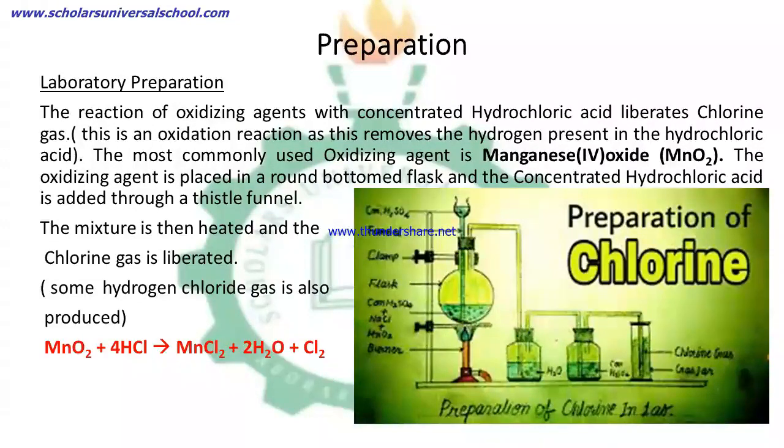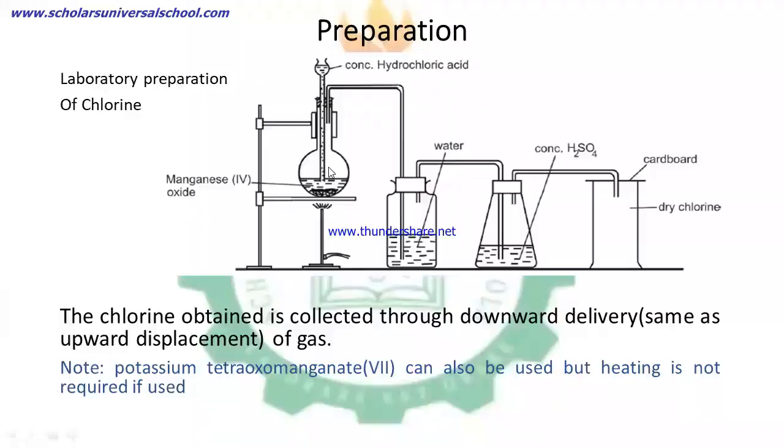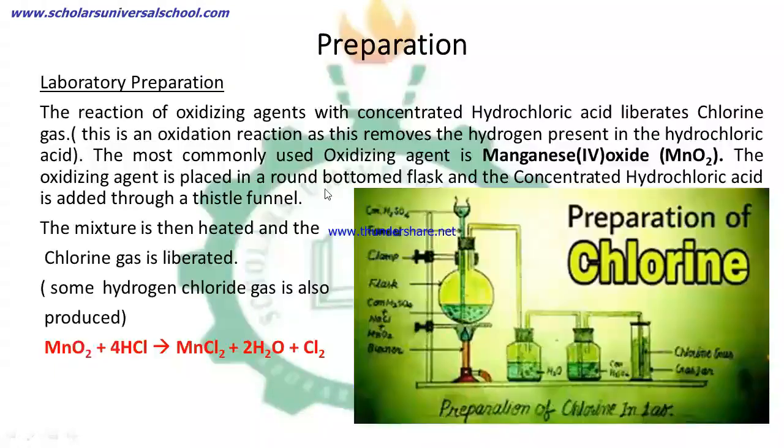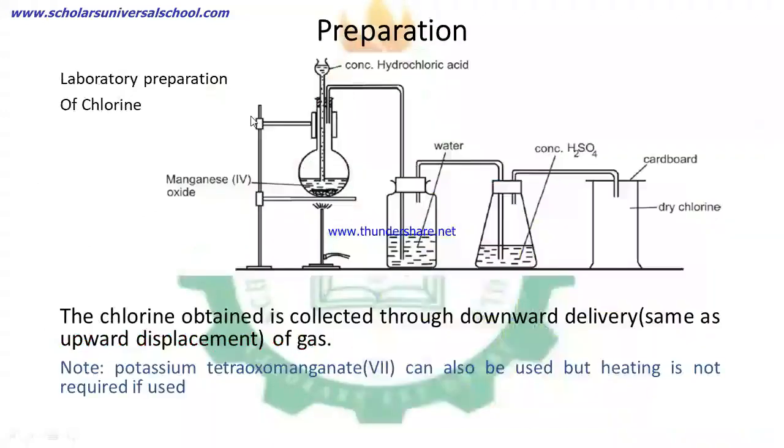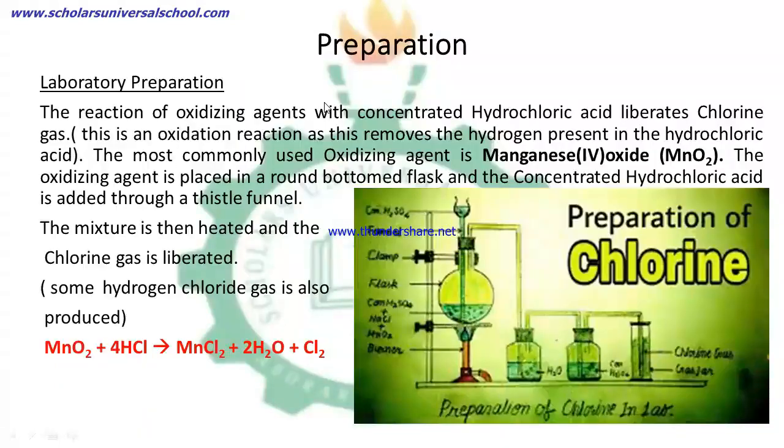Chlorine is prepared in the lab by the action of oxidizing agents on concentrated hydrochloric acid. The most commonly used oxidizing agent is manganese(IV) oxide, MnO2. The oxidizing agent is placed in a round bottom flask, as we have in this diagram. The MnO2 is placed in a round bottom flask, while the concentrated hydrochloric acid is added through a thistle funnel. This is a thistle funnel. As you can see, the concentrated hydrochloric acid is added through this funnel. After that, the mixture is heated and the chlorine gas is liberated.